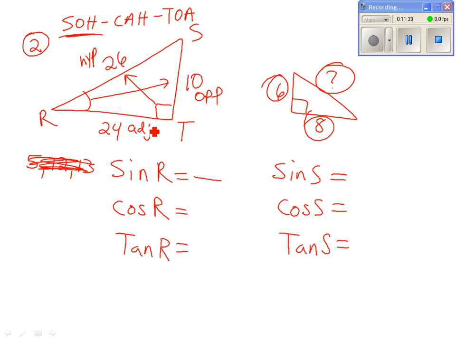So what's our trig ratio going to be here for sine? 10 over 26. Now it'll reduce to 5 over 13. Change that to a decimal. You can do that on your own. Cosine.